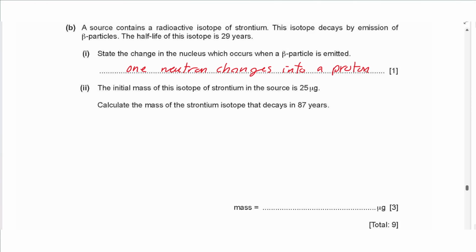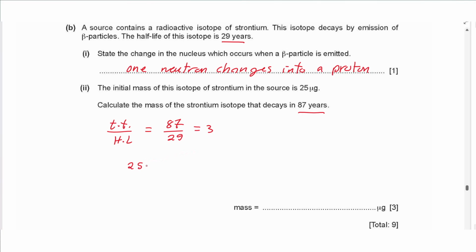Part II says the initial mass of this isotope of strontium in the source is 25 micrograms. Calculate the mass of the strontium isotope that decays in 87 years. So we have the half-life and we have the total time of the investigation. So we divide the total time by the half-life to know how many half-lives we have. So we divide 87 by 29. That gives an answer of 3. So the decay is repeated for 3 half-lives.